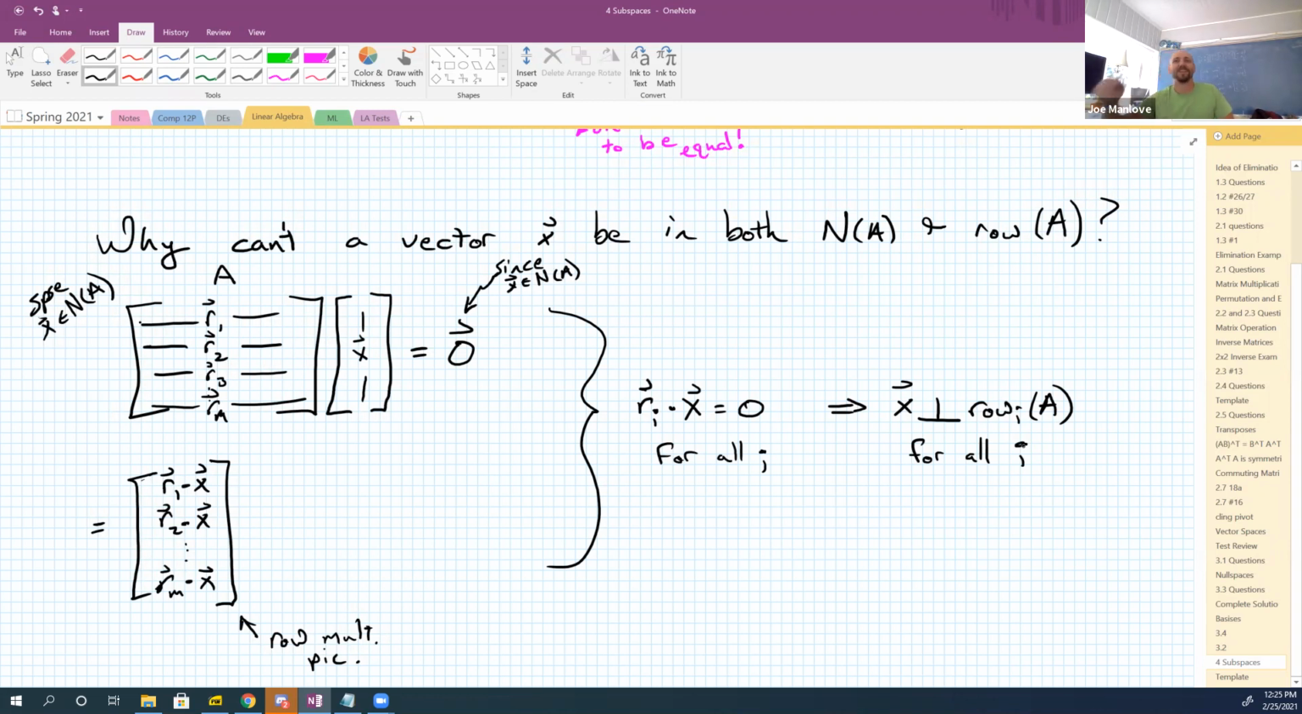You guys see that? So what this means is that if I had to define perpendicular to a space, this is how I would do it. Right? X is perpendicular to the whole row space. And remember, X was any vector in the null space. So the whole null space is perpendicular to the whole row space.